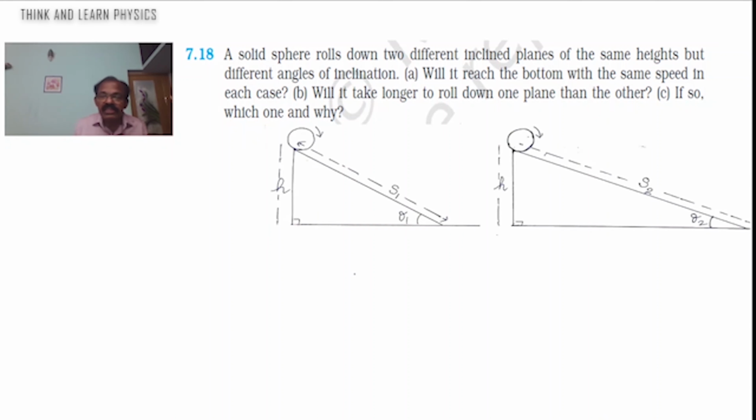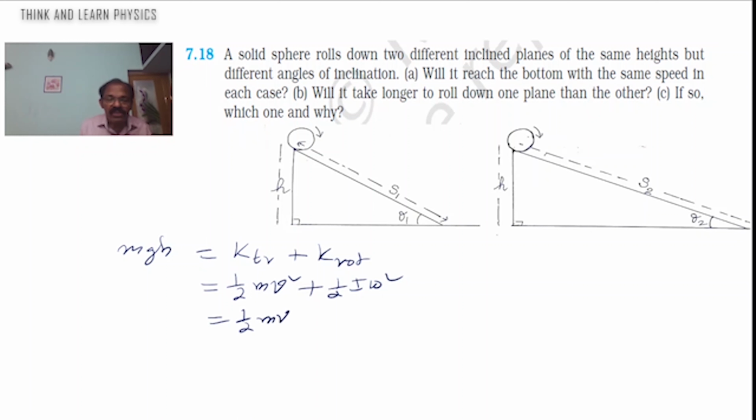In both the cases, we see that the initial height of the sphere is h, or the initial energy given to the sphere is the potential energy mgh. Now, as it rolls down along the inclined plane and reaches the ground, this mgh is completely converted into the kinetic energy of translation and the kinetic energy of rotation. It is equal to half mv square plus half I omega square.